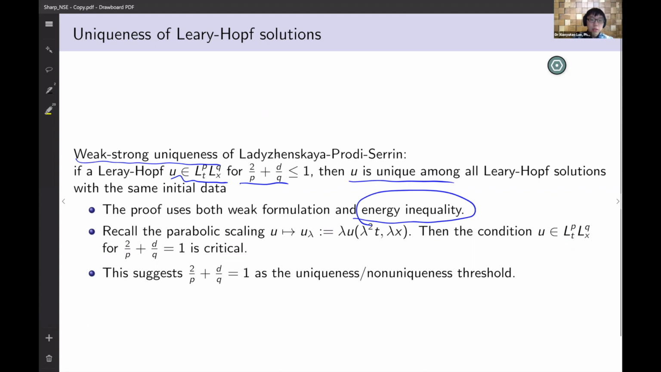And if we look at this L^p L^q space, and then we consider the natural scaling of the equation, right? If u is a solution, then u_lambda is also a solution, and then you evaluate this u_lambda in the L^p L^q norm, and you discover that 2/p + d/q = 1 is the critical scaling for this equation, meaning that under this parabolic scaling, this norm does not change. And this formally suggests that 2/p + d/q = 1 should be the uniqueness or non-uniqueness threshold for weak solutions, for Leray-Hopf solutions.